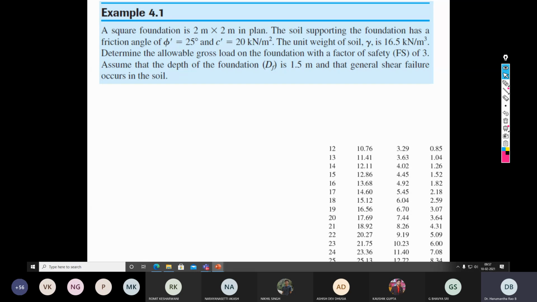A square foundation is 2 meter by 2 meter in plan. The soil supporting the foundation has a friction angle phi dash of 25 degrees and c dash of 20 kilonewton per square meter. The unit weight of soil gamma is 16.5 kilonewton per cubic meter. Determine the allowable gross load on the foundation with a factor of safety of 3. Assume that the depth of foundation Df is 1.5 meter and that general shear failure occurs in the soil.